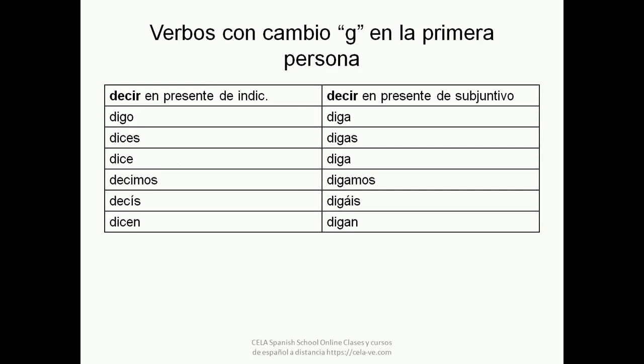In the present indicative, we have some verbs that are irregular because they have g in the first person singular. As for example, decir. The first person singular is digo. In the present subjunctive, we will find this irregularity in all persons of the verbal conjugation. Diga, digas, diga, digamos, digáis, digan.